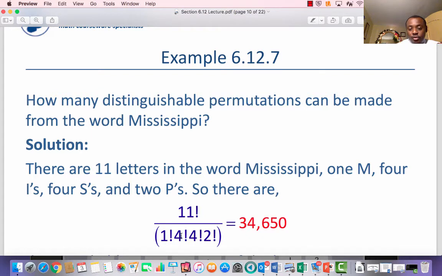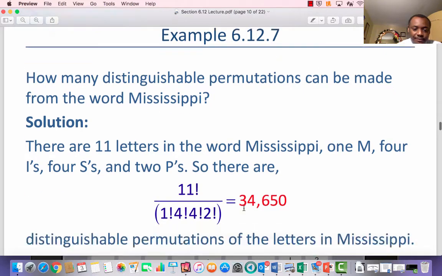Now, let me just caution you, because students always make errors with this. Your parentheses are very important. If you're going to use a calculator or Math Studio to get this in one shot, you have to put the entire denominator in parentheses. If you put 11 factorial divided by 1 factorial times 4 factorial times 4 factorial times 2 factorial, the rule involved with operations known as the order of operations would give you the wrong answer. So always make sure that the denominator is in parentheses.